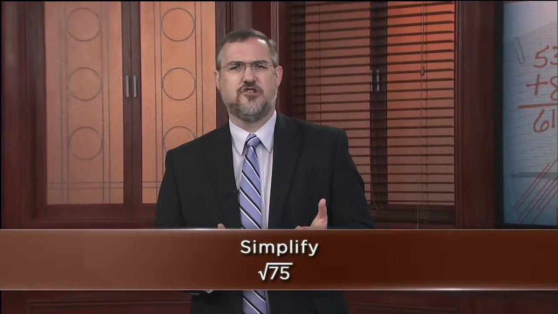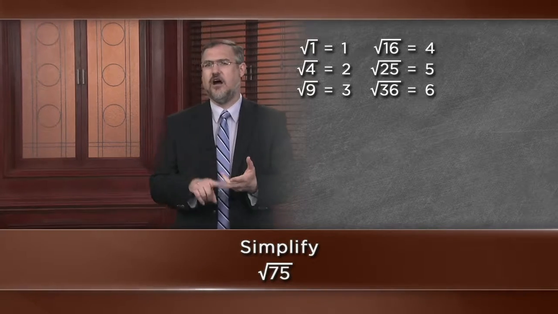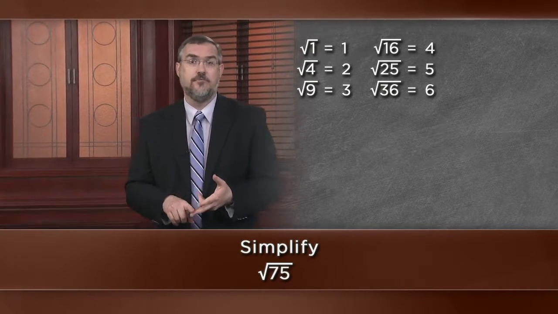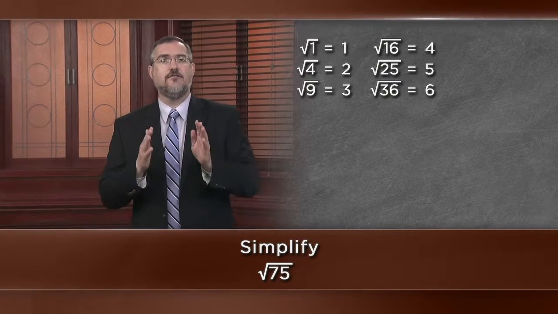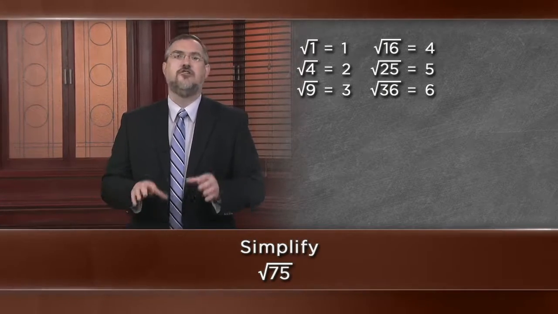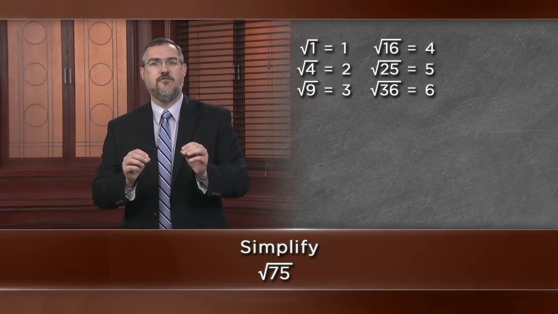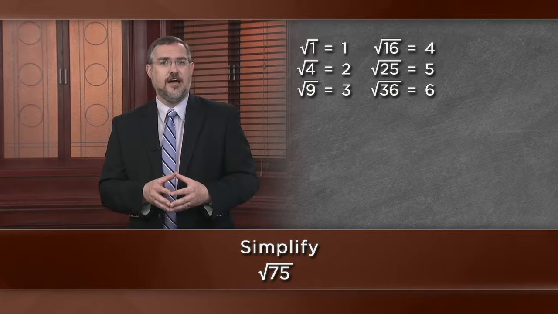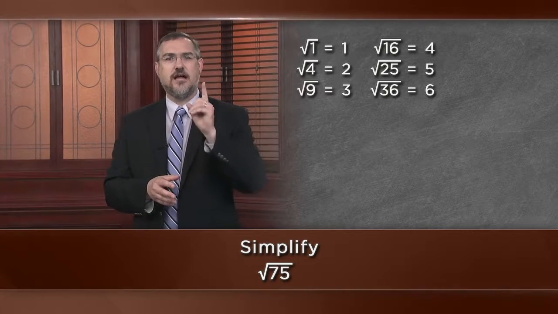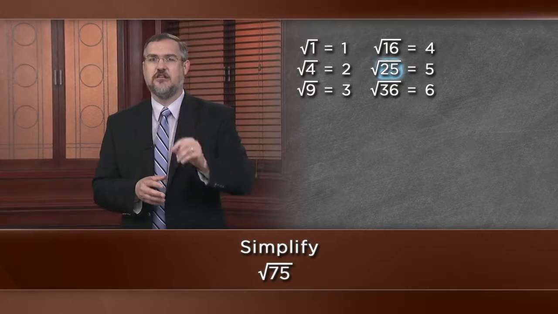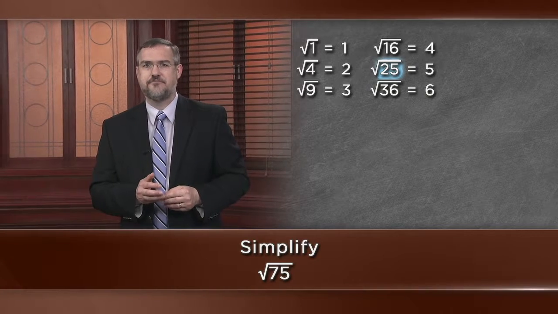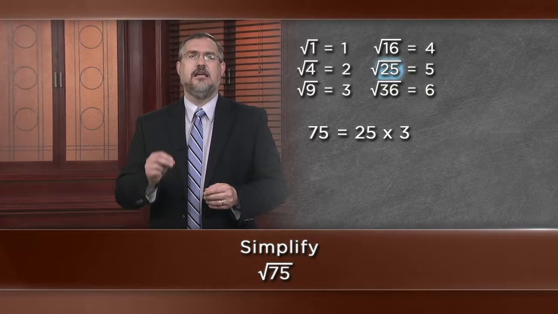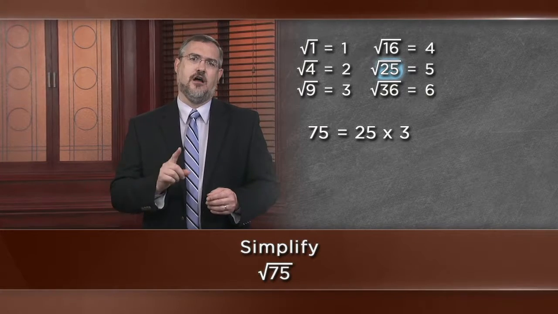And I know the first few squares. They're 1, 4, 9, 16, 25, 36, and so on. Now here's the question. Do any of those numbers, except for the 1, divide 75 evenly? In other words, do they divide 75 with no remainder? And the answer is yes. Look at that 25 that is in the list of squares that I mentioned a moment ago. If I think about it for a second, I know that 75 equals 25 times 3.